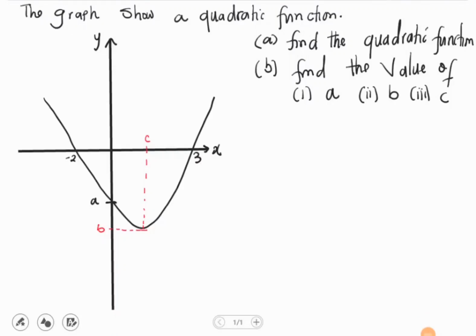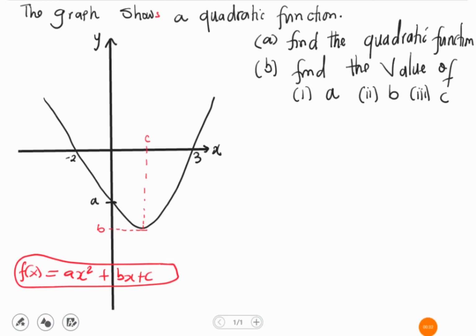I'm PBS the tutor. I have a question here in mathematics that says the graph shows a quadratic function. So this is a quadratic function. Now a quadratic function is always in the form of ax squared plus bx plus c. This is how a quadratic function is. So this function is in the form of this. All right. So how do we find this quadratic function? How do we find it?